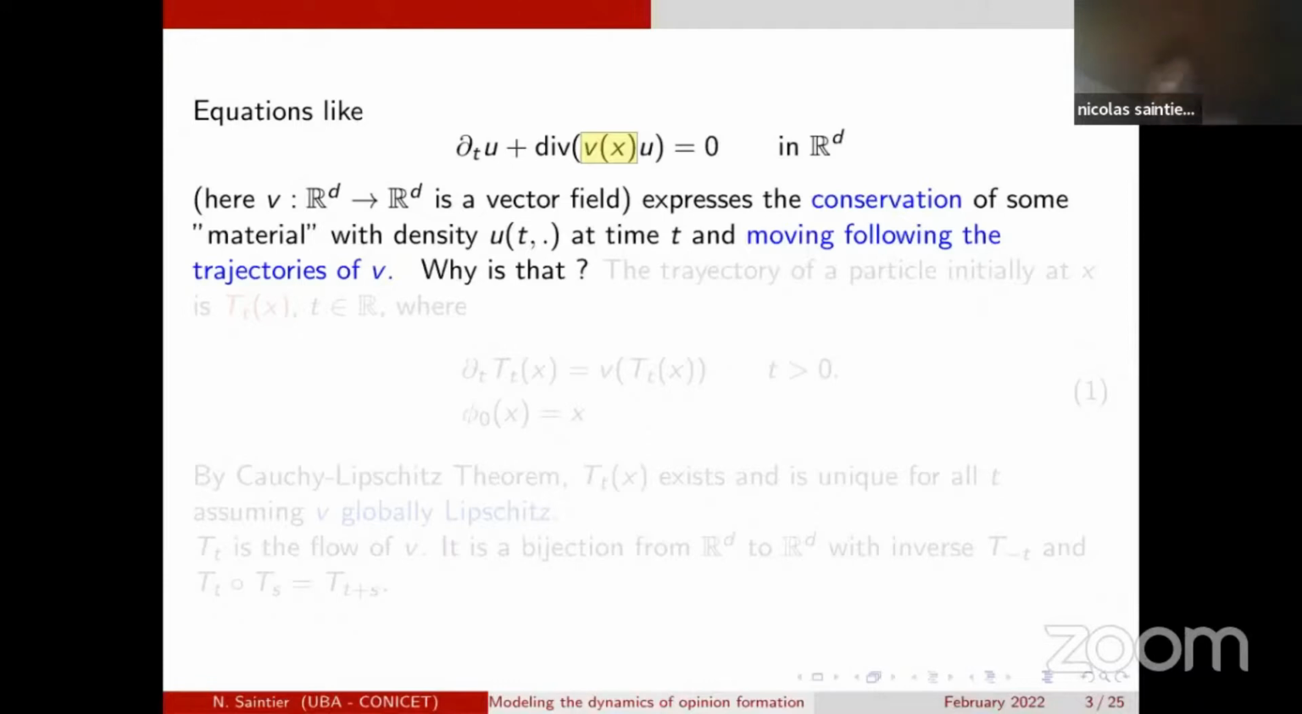So we are dealing with this equation, right? And V here is a given vector field. This kind of equation is usually known as a conservation law because it expresses in a mathematical way the fact that some quantity is conserved in time. And this is exactly the idea behind the whole characteristic method.